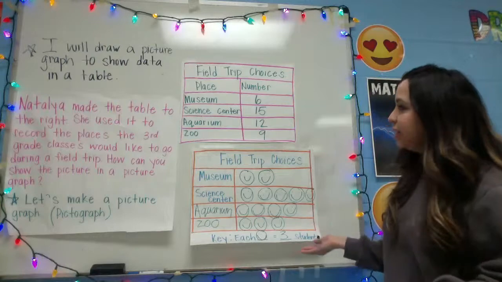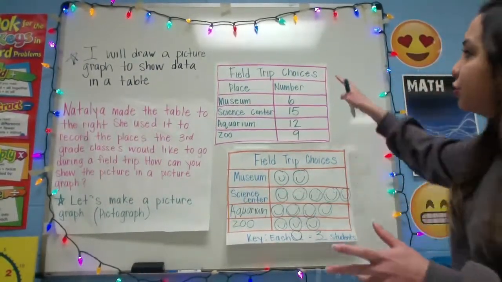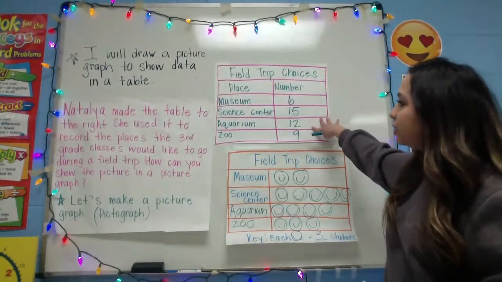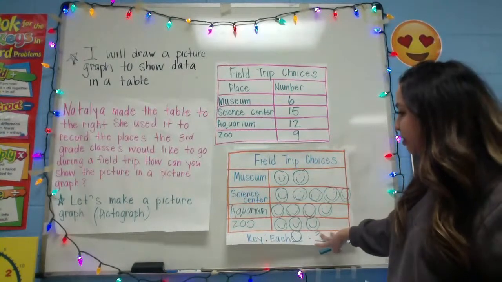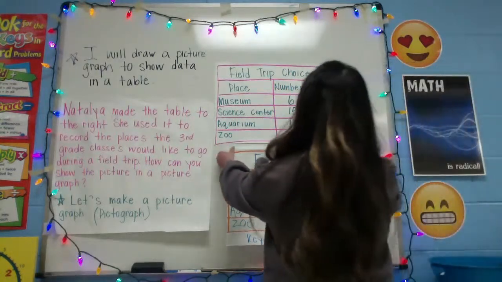Okay? And that, boys and girls, is an example of how you can use a table, and then you can make it into a pictograph by drawing a picture. We're going to do another problem.